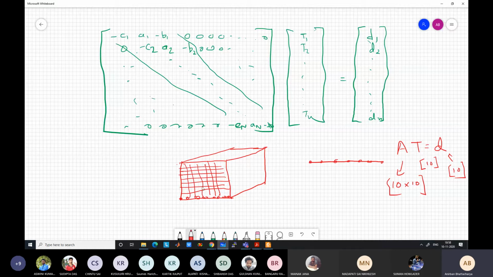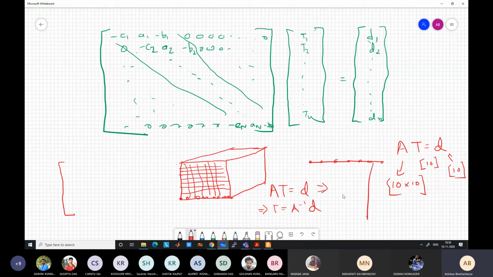Again we can write all the equations. So we'll have now how many equations? 1000 equations and 1000 unknowns, right? So we can write this just as AT is equal to D, where T is equal to A inverse of D.